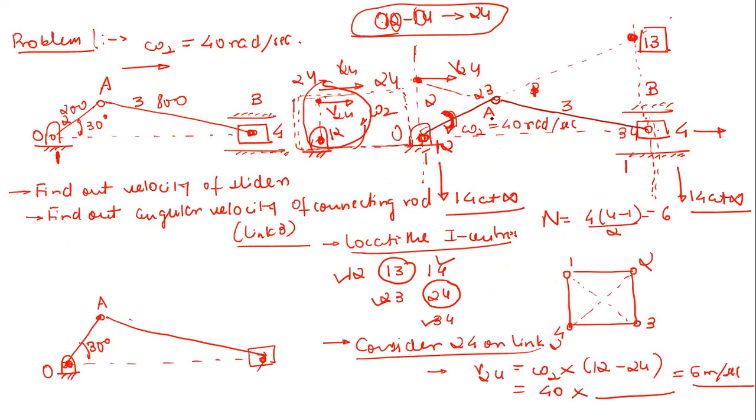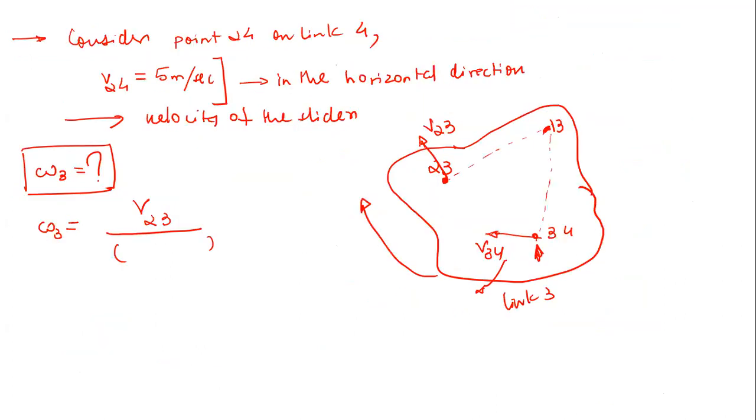When you consider this point 2, 3 on link 2, because this 2, 3 point is common to link 2 and 3, obviously, then V23 will be simply omega 2 multiplied by OA. That's it, right? So now you know V23, divided by what will be the radius? The radius will be simply 1, 3 to 2, 3. Now you can calculate this. You can relate this with V34 as well, right?